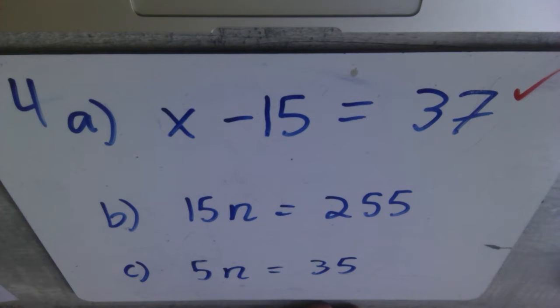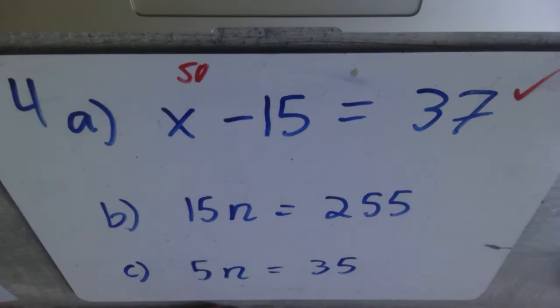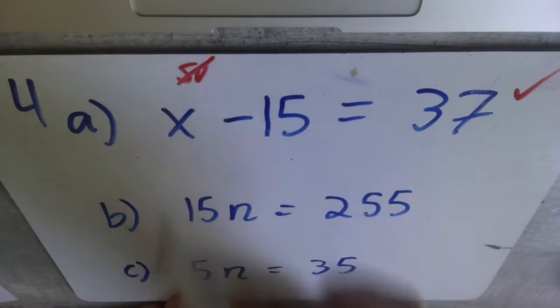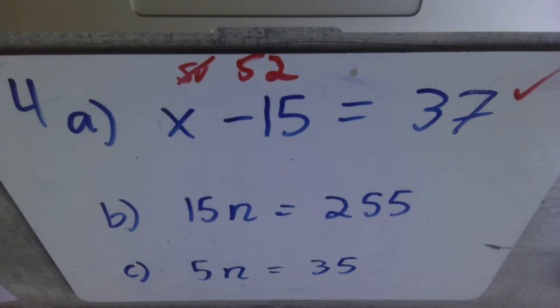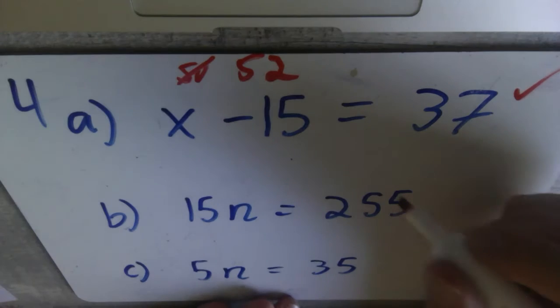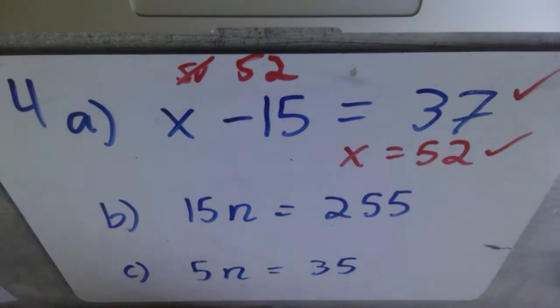So going through guess and check, we could start with a number. I'd start with a fairly large number here because we take away 15 from a larger number. We need to get something around 37. So I might start with something as big as, let's say, 50. 50 minus 15 is 35. So fairly close. I need 2 more. So I'm going to try 52. And 52 minus 15 does give me 37. So I know for A, x equals 52. There's your second mark in that question. So 4A is out of 2.